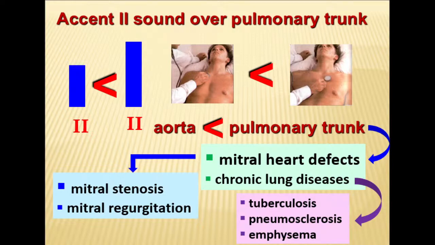If you were attentive, you can see that accent of the second sound over the heart base is tightly correlated with the intensity of the second sound. If the second sound over the aorta increases, it will be accentuated. If the second sound over the pulmonary trunk increases, it also will be accentuated, because the causes of increase and accent of the second sound are the same.